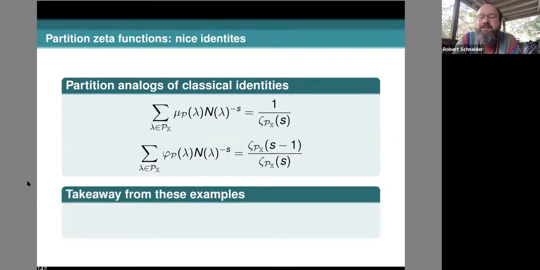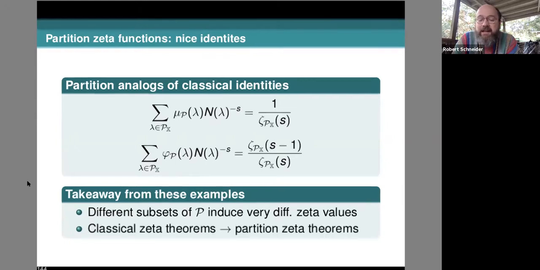The takeaway from all of this is that different subsets of partitions induce different zeta values, and that classical zeta function theorems give us new partition-theoretic theorems. One other thing I want to point out again, I know I'm just saying this over and over, but there are infinitely many cases of this theorem for every subset X of natural numbers. The subset X being the primes gives us the case that we're already familiar with.